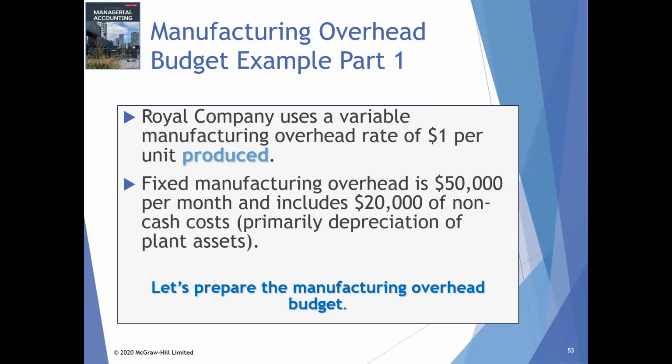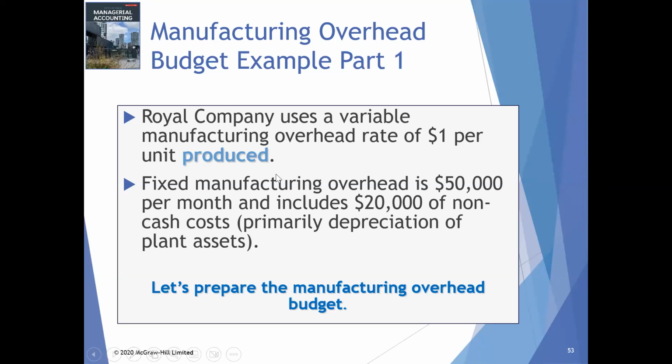Now, next, we are going to calculate the manufacturing overhead budget. So we have calculated the direct material budget and the direct labor budget. Now the manufacturing overhead budget will be calculated. After that we will calculate the selling and administration expenses budget as well, right? That is the fourth point, but now we are at the third point. So in this case, Royal Company uses a variable manufacturing overhead rate of $1 per unit produced.